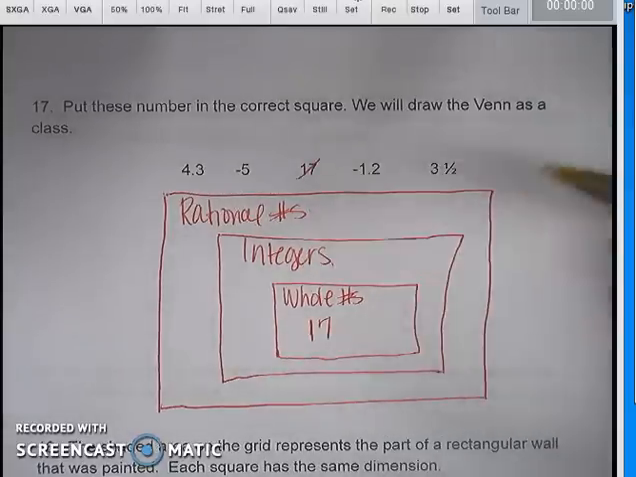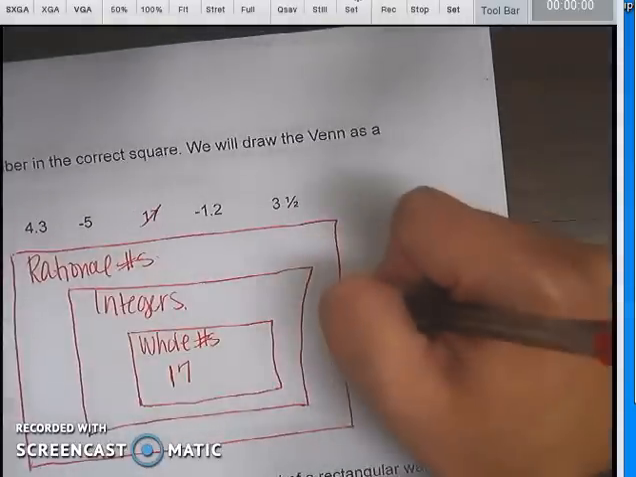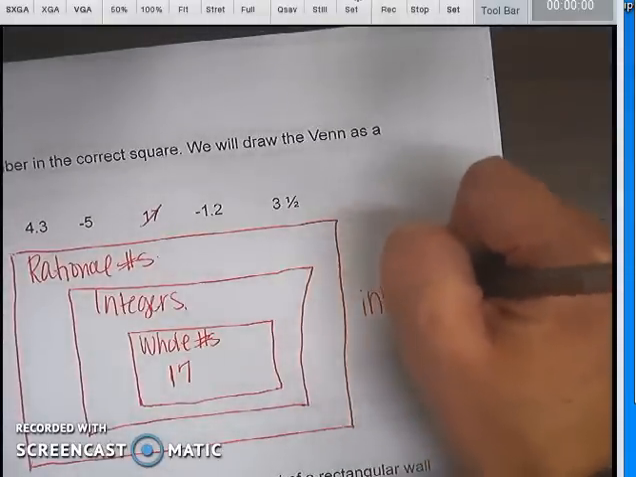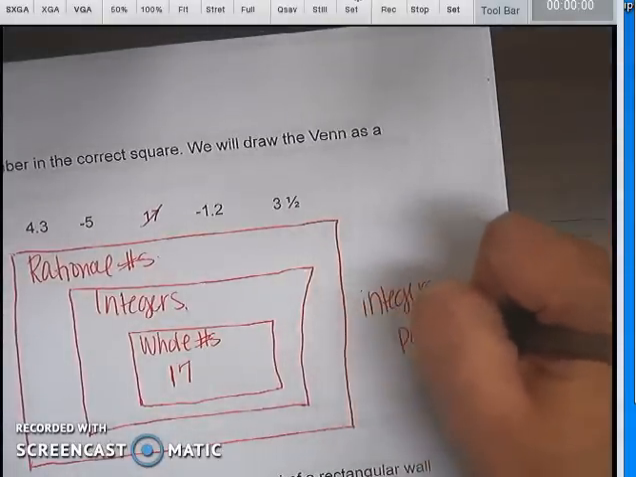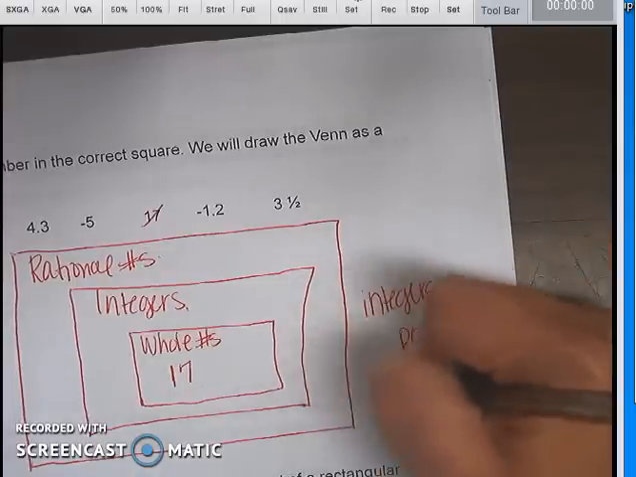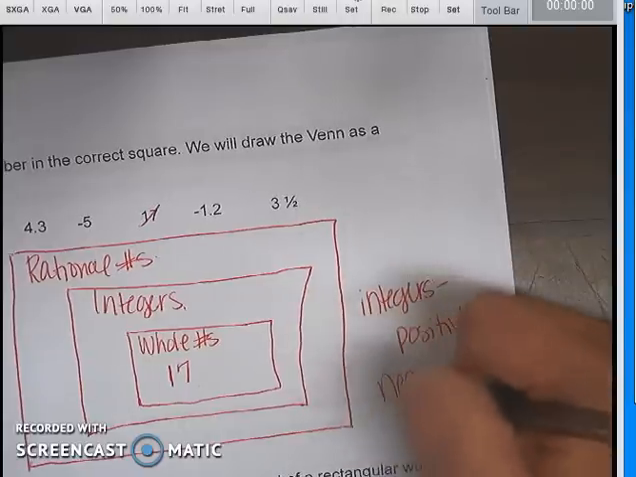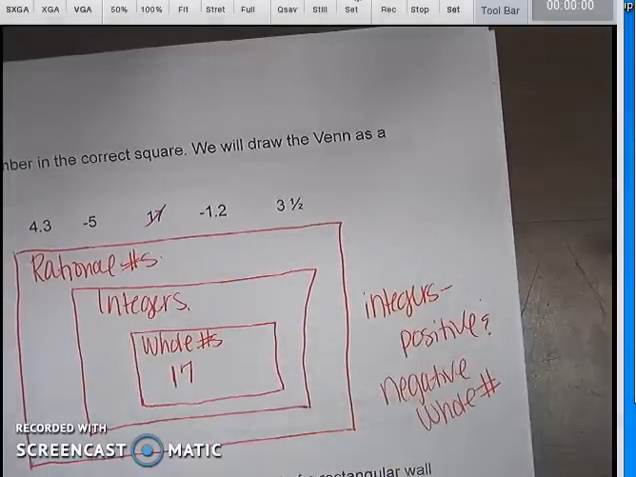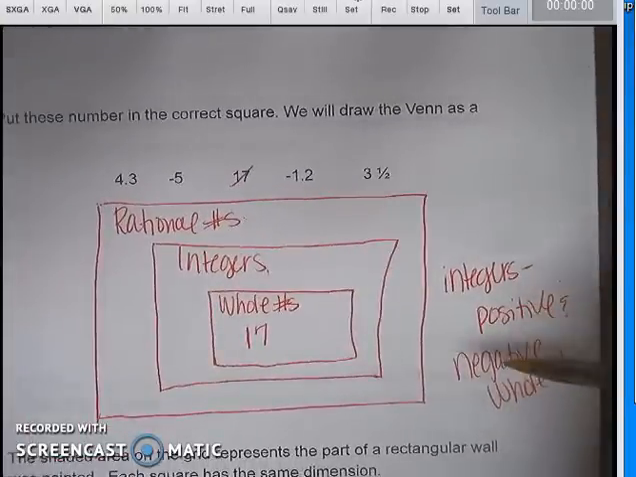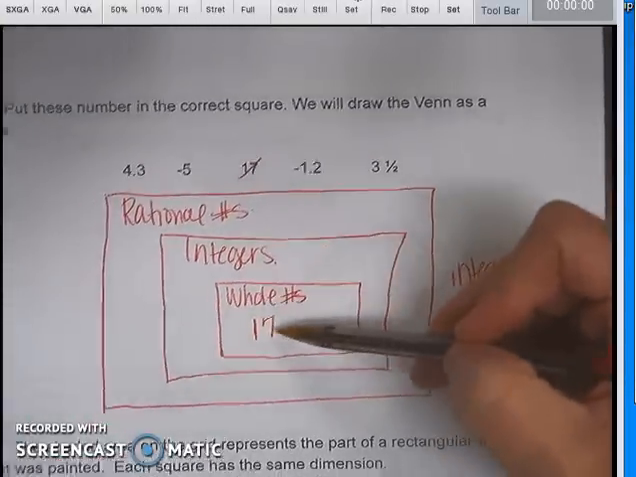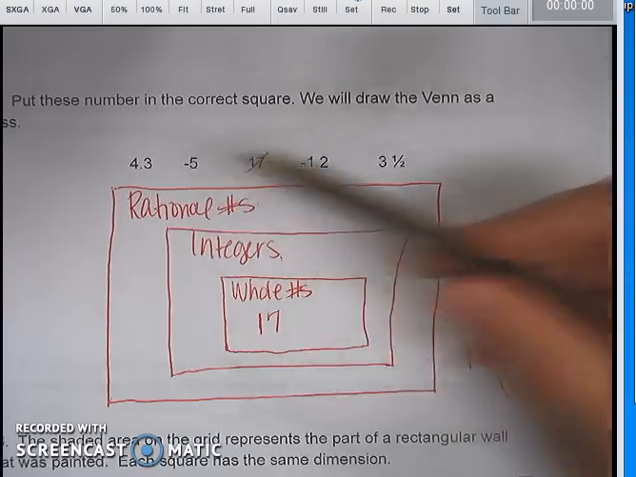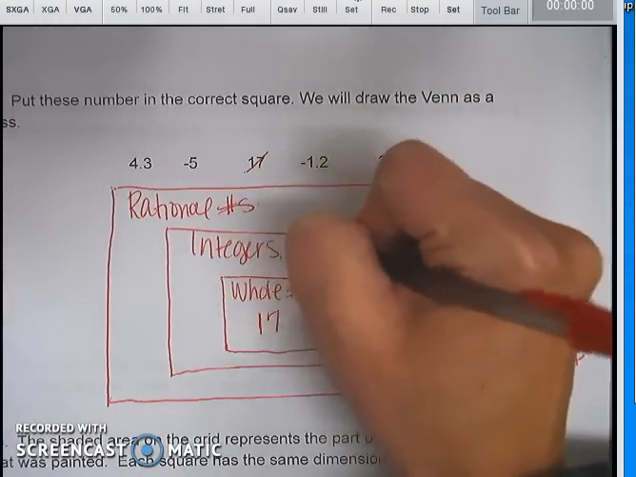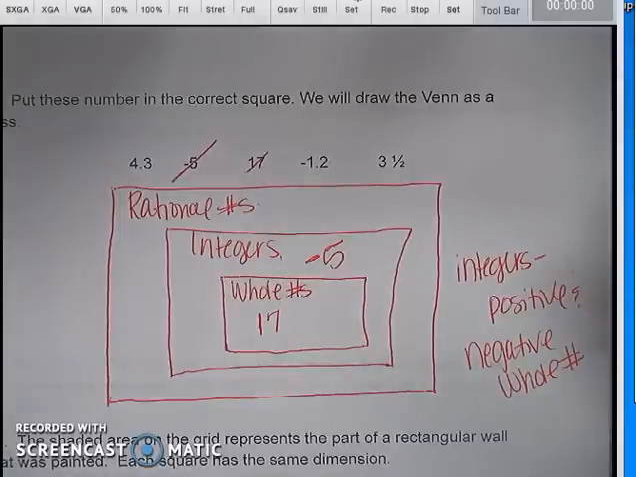Okay? Then I have an integer. An integer is a positive and negative whole number. If you don't know that, you can write that out here to the side. Integers, positive and negative whole number. Okay, do I have a positive or negative whole number? Well, I had 17, but it originally fell into the whole numbers. What about negative 5? Yep.